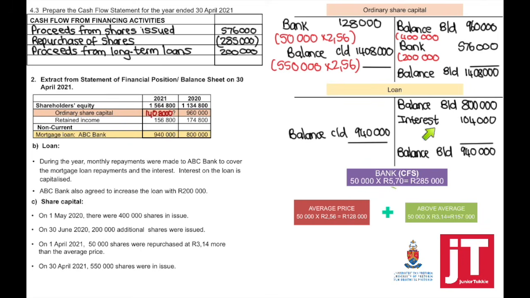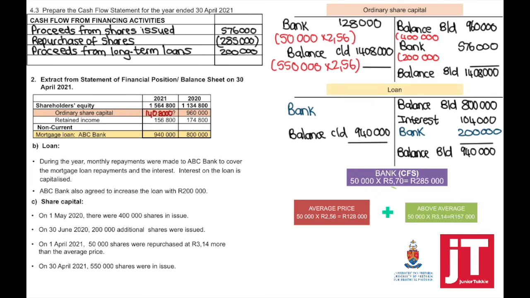Interest was given to us, 104,000, and they said it is capitalized. Now you should know a repayment will always appear on the debit side. If we decide to borrow more money, it will always appear on the credit side because our debt will increase. So we know that our loan increased with 200,000. So we're going to say 200,000. My repayment now becomes the balancing figure.